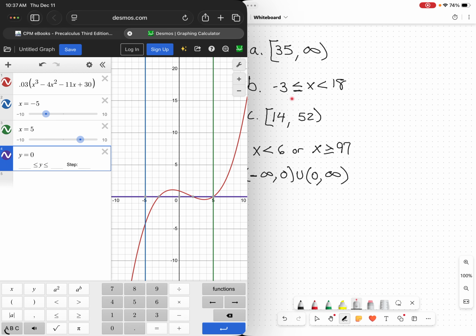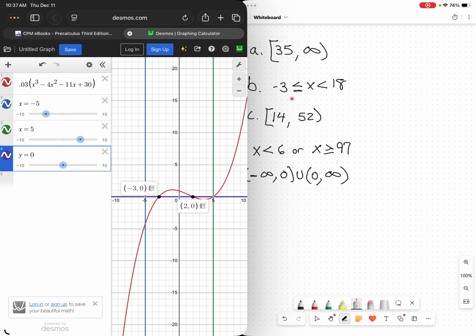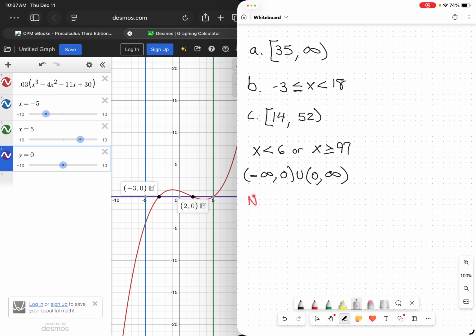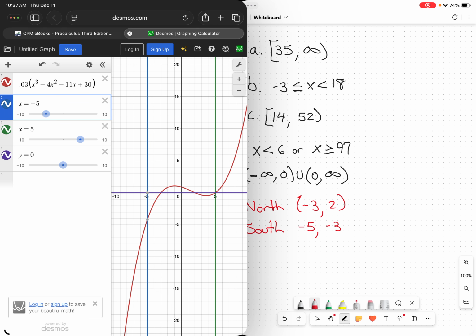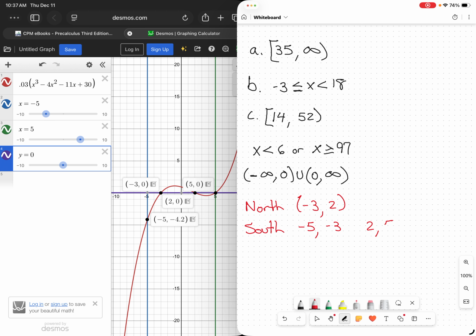So what are we talking about here? North County is from negative 3 to 2, so I'm going to write that over here. And then South County is going to be from negative 5 to negative 3. Right? Negative 5 to negative 3 is in the south. And then from 2 to 5 is also in the south.